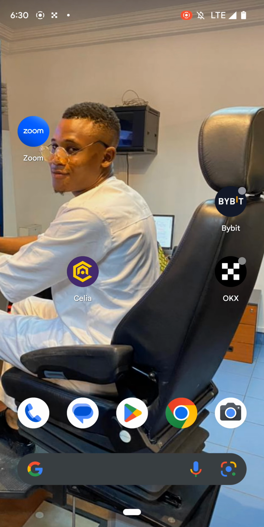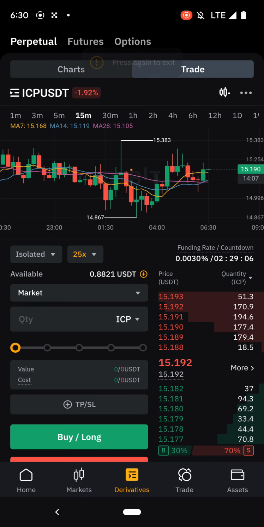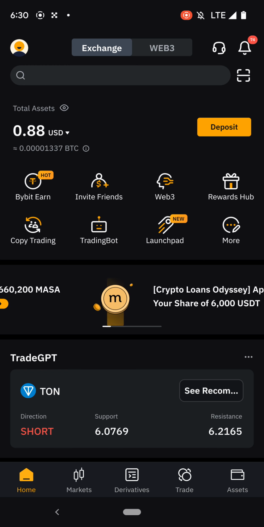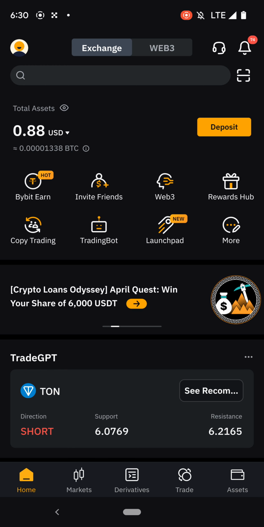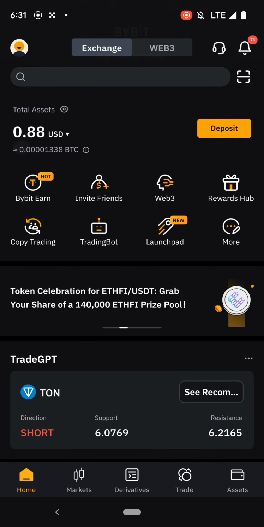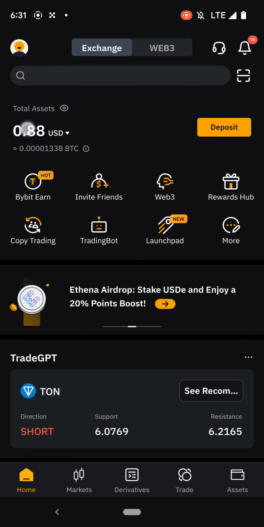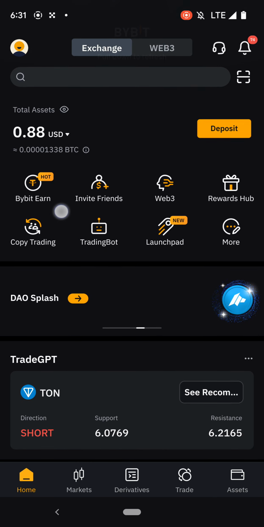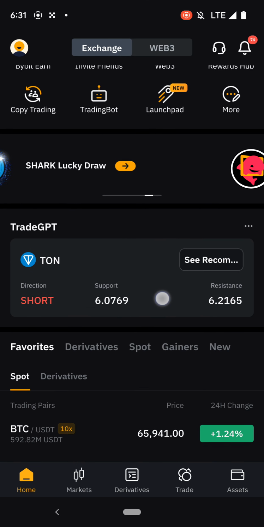Once you are done with the account, you simply click on Bybit. When you click on Bybit, it is going to take you to the home page. On the home page, you can see your assets, the assets that you have so far in your account. You can see invite friends, you can see Bybit Earn.